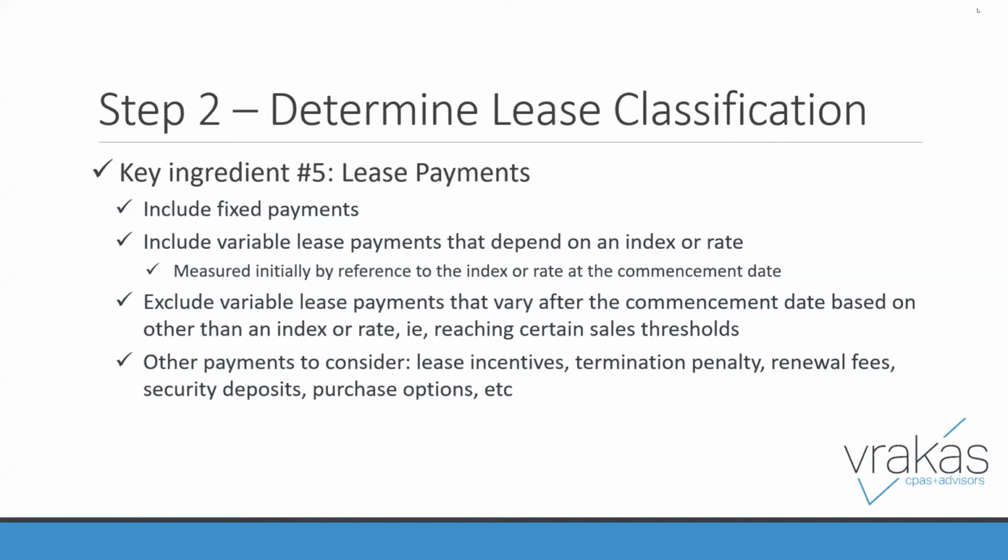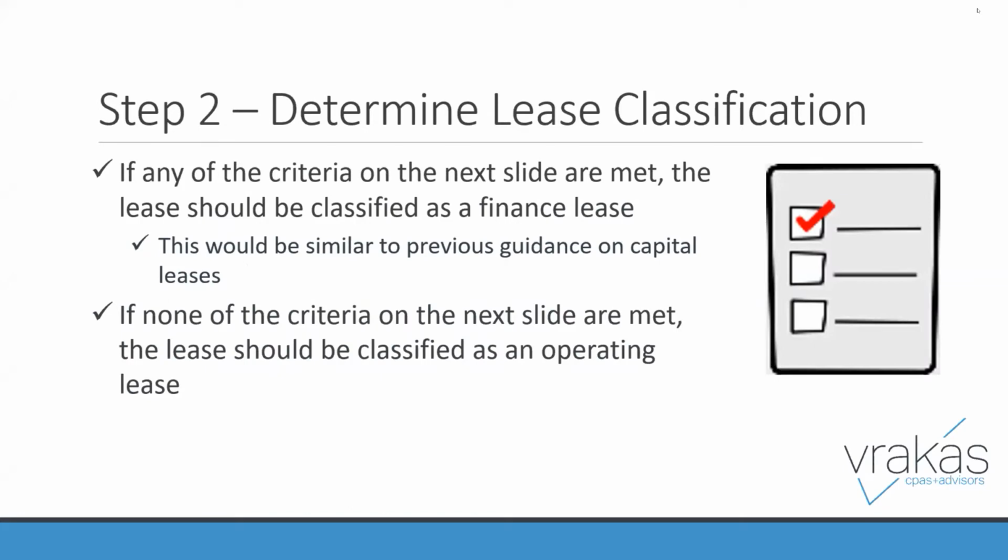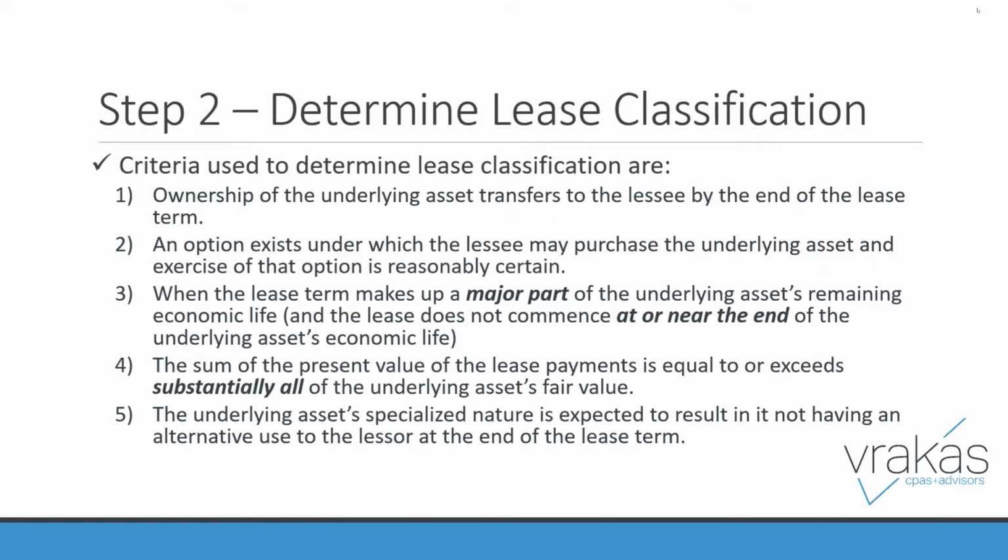Okay, so those are our 5 ingredients for determining our lease classification, and very similar to the old model. If you trigger any of the criteria, you're going to be a finance lease. If you don't trigger any of the criteria, you're going to be an operating lease. And the next slide, we're going to go through these criteria.